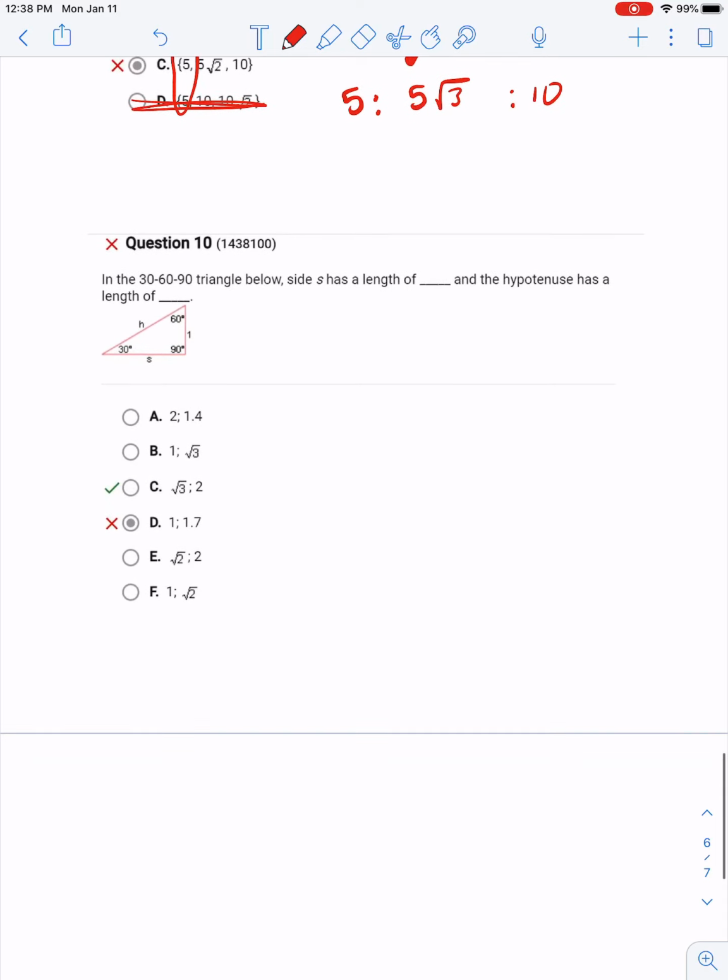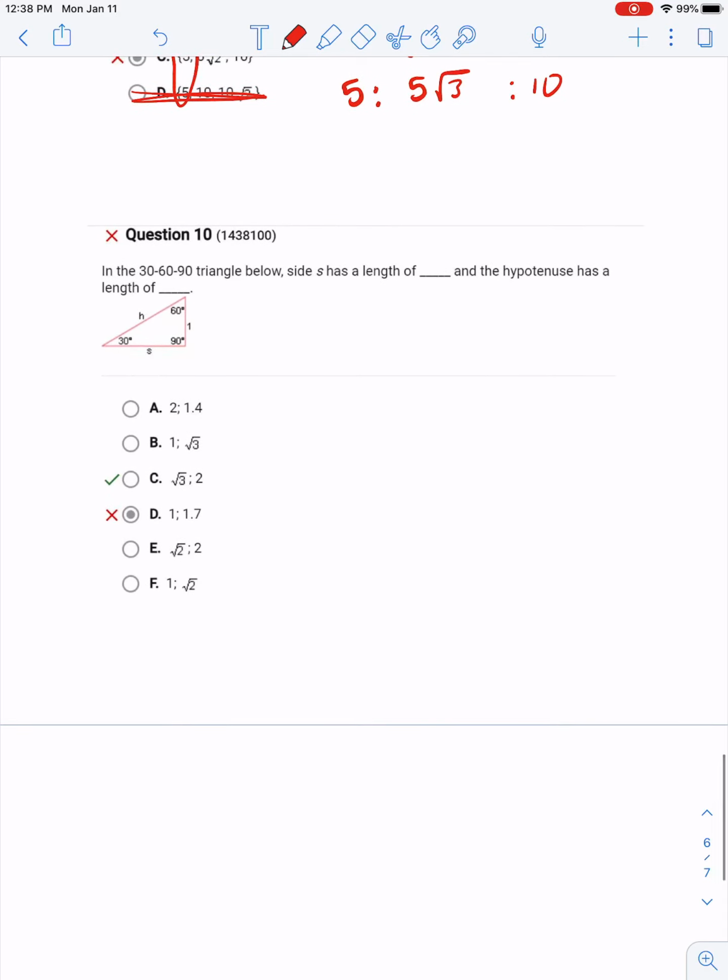All right, last one. In a 30, 60, 90 triangle below, side s has a length of blank and the hypotenuse has a length of blank. Okay, so I'm going to fill in my x's here. So I know the side beside 60 degrees is x. The side beside 30 degrees is x radical 3. The hypotenuse is 2x, okay?